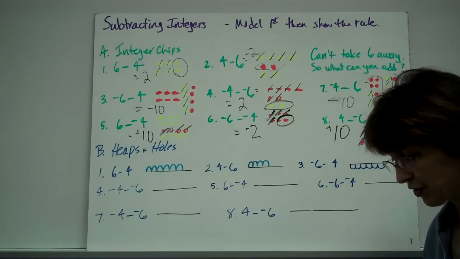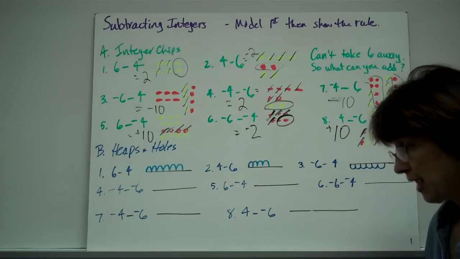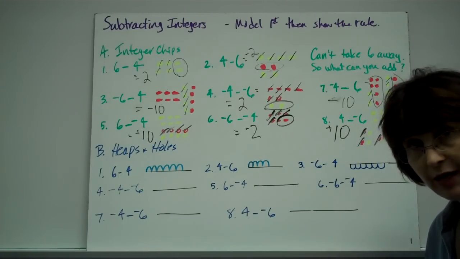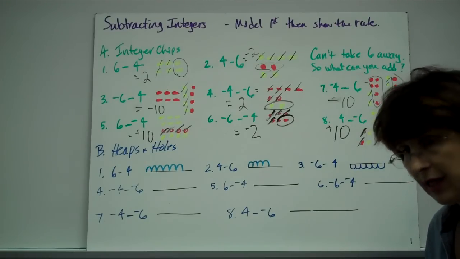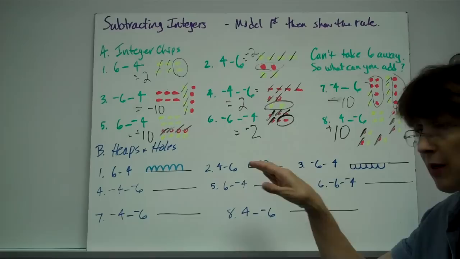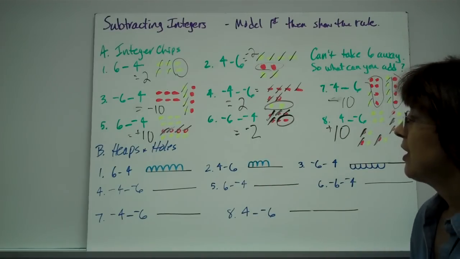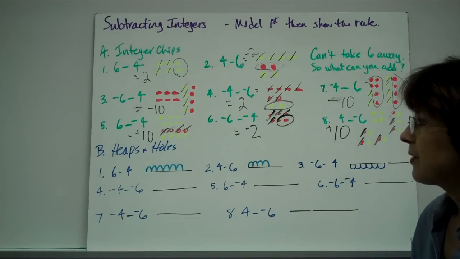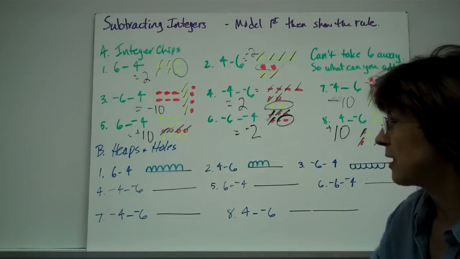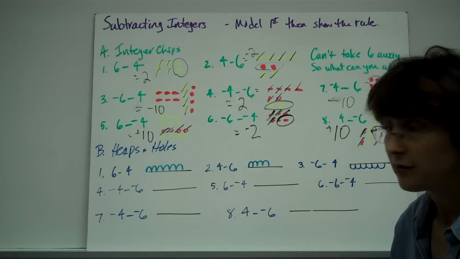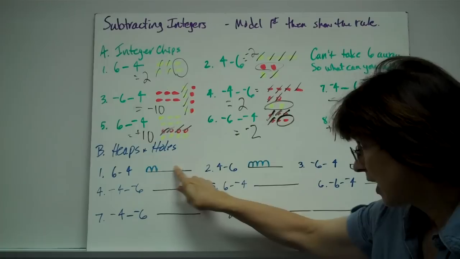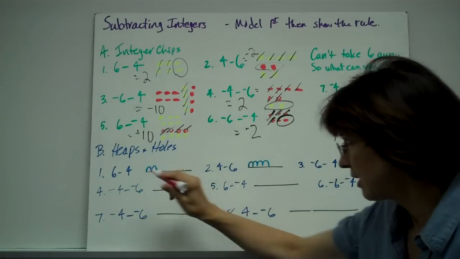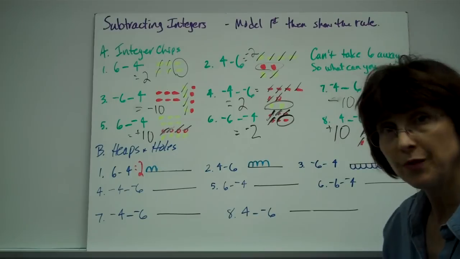All right, now we're going to switch gears and we're going to go ahead and use heaps and wholes. Okay, demonstrate how to model with that. All right, so with the heaps and wholes, we're going to remember the heap on top is positive, the heap on the bottom is a whole, so it's negative. So here we have 6 minus 4. So I've got 6 heaps on top, and I've got to take away 4 heaps, 4 positives. So I can just go ahead and erase 1, 2, 3, 4.